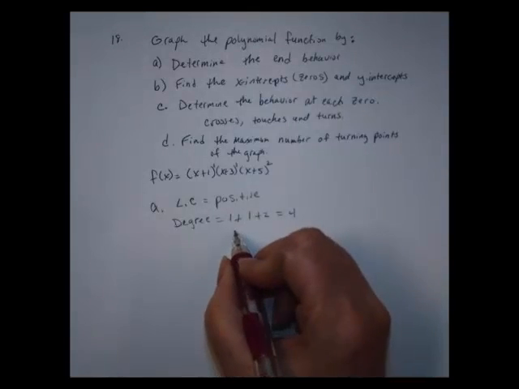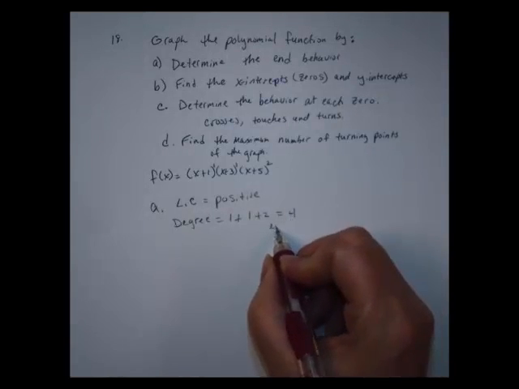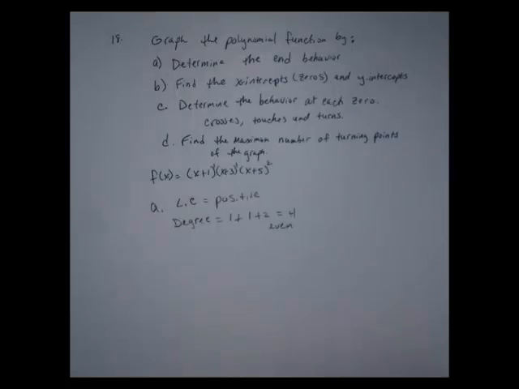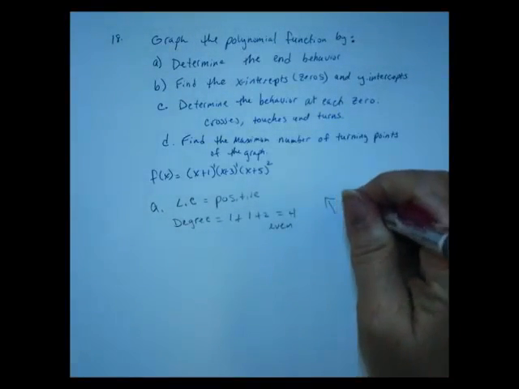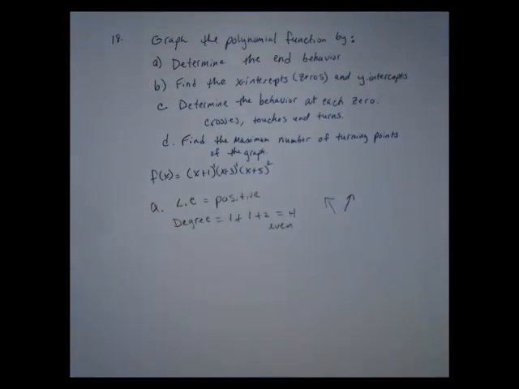Well, that tells us this is an even degree, right? So even tells us that it's like a parabola, and parabolas go the same direction. Because it's positive, it's going to open up. So that will be our end behavior. This will help us when we go and graph our polynomial because we know where our ends are going.